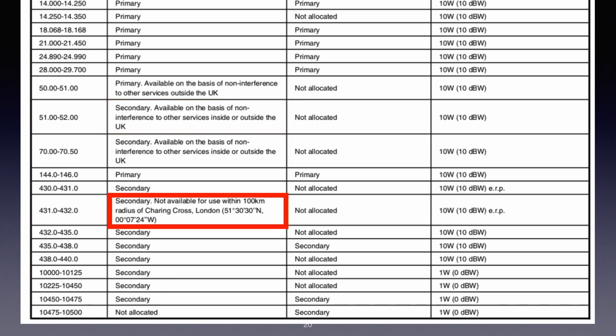And if we look at this one, this comes up in questions. 431 to 432 megahertz is secondary, but it's not available for use within a 100-kilometre radius of Charing Cross, London. So that sometimes is used to form a question. You are 40 miles from the centre of London. Sorry, not miles, kilometres. You are 40 kilometres from the centre of London. Are you allowed to use 431 to 432 megahertz? The answer is no, because you're within 100 kilometres of Charing Cross.